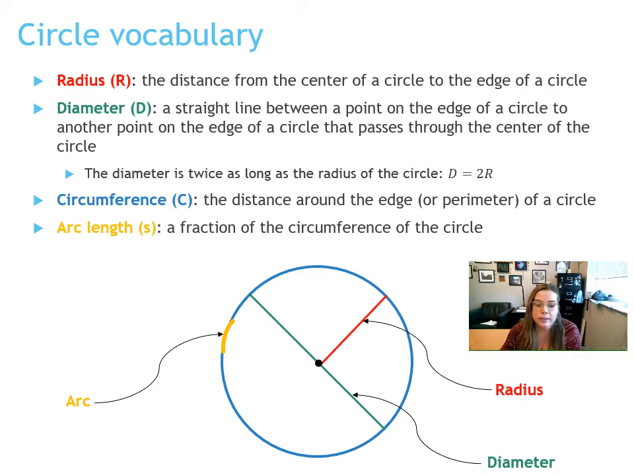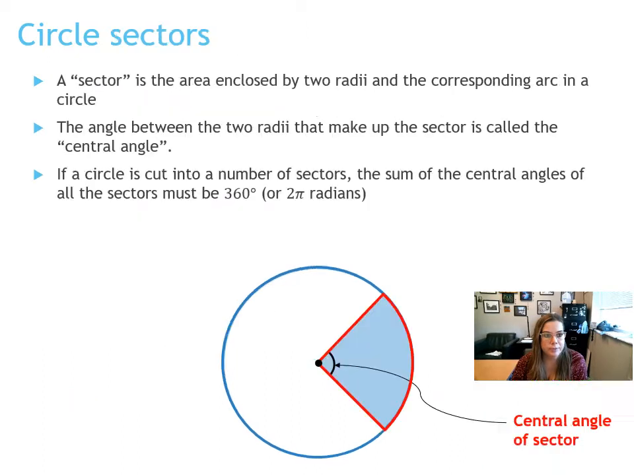Circumference, that's the distance around the edge of a circle. So it goes all the way around the edge. That's what makes the circle. Arc length, that's just a fraction of the circumference. So arc length is just a small part of the edge of a circle. So those are some basic terms there. When I say all of those words, I hope that you know what I'm talking about.